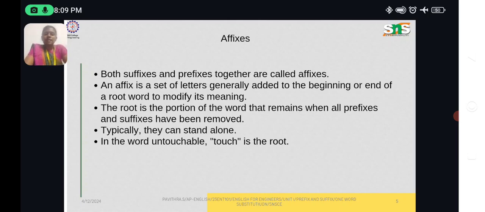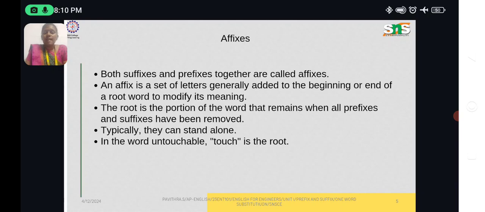The root is the portion of the word that remains when all prefixes and suffixes have been removed. In the sense, even if we remove the suffix or prefix, the root word can stand alone in its own way. That is what we have explained here. Typically they can stand alone. That is what I am saying here.